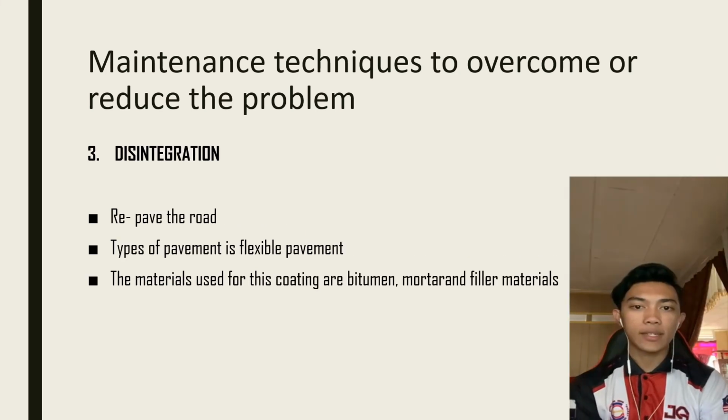So the solution to reduce the problem of disintegration is to repave the road. Next, the type of pavement is flexible pavement. Lastly, the materials used for this coating are bitumen and mortar filler material. Okay, that's all from me.